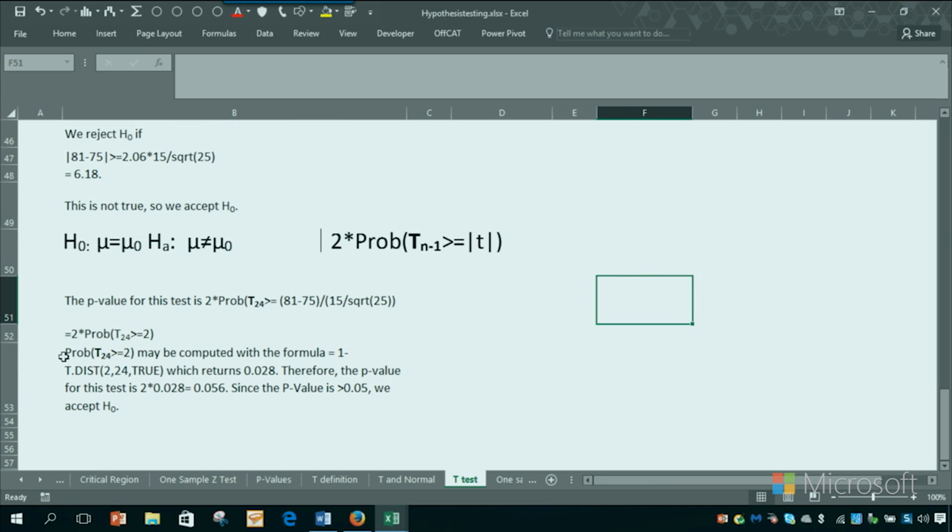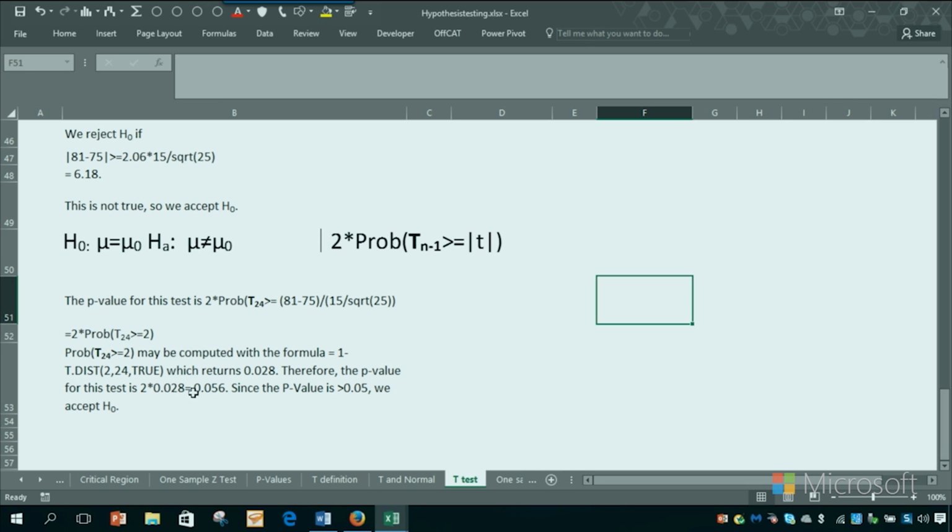So how do we find the probability that a t-distribution with 24 degrees of freedom is greater than or equal to 2? Well, we can use the t.dist function. We have to do 1 minus, like we did with the norm.dist function. So 1 minus t.dist, the value of 2 that we got from our sample, comma 24, comma true, is the probability a t-random variable is greater than or equal to 2, which we'll have to double because of the factor of 2 here. So we get 0.028. So then the p-value for this test would be 2 times 0.028, which is 0.056.